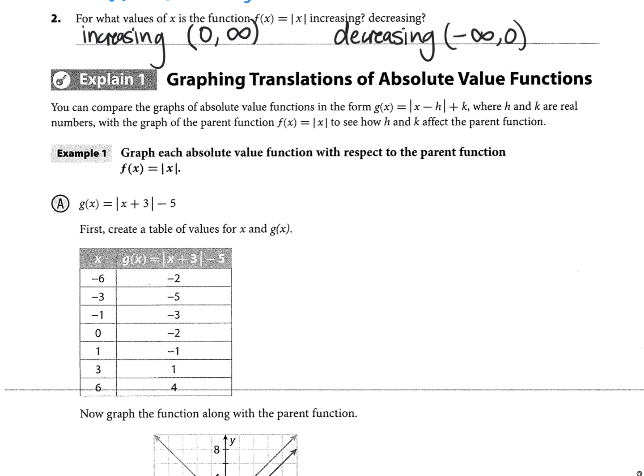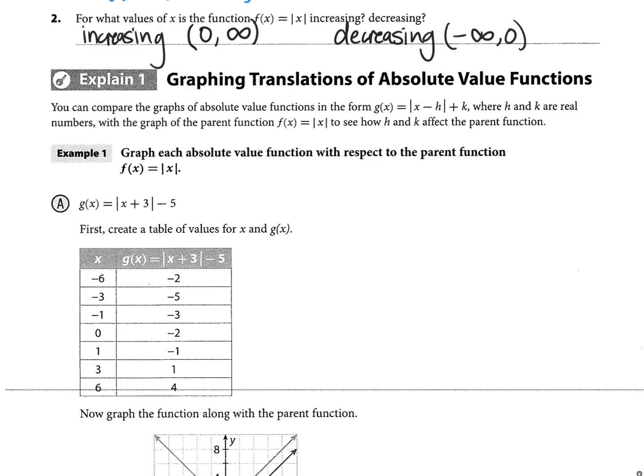You can compare the graphs of absolute value functions in the form g of x equals absolute value of x minus h plus k, where h and k are real numbers, with the graph of the parent function f of x equals absolute value of x to see how h and k affect the parent function. So we're going to determine if those h and k values are shifts either left and right or up and down, or if there's some form of a stretch. So it says, first create a table of the values for x and g of x.